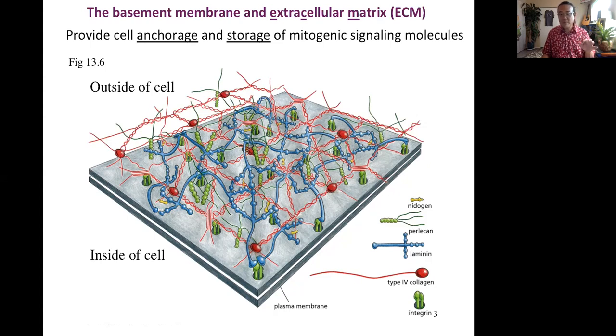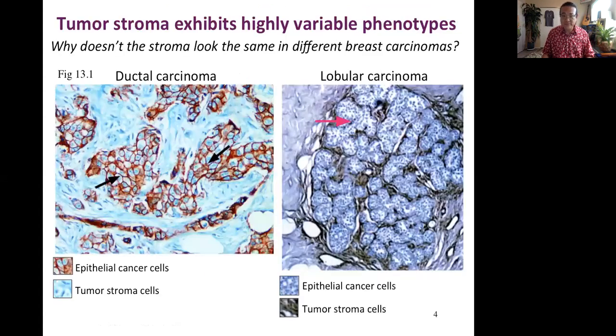So the basement membrane provides two things. It provides anchorage for the epithelial cell, and importantly, it provides storage of all the mitogenic signals that are arriving. If you imagine up here somewhere might be the stromal cells that are releasing different types of growth factors. In order for those growth factors to arrive at the surface of the epithelial cell, they're going to have to pass through this basement membrane. And because of its mesh-like properties, the basement membrane slows down or captures a lot of these growth signals, dampening these mitogenic signals from reaching the epithelial cell.